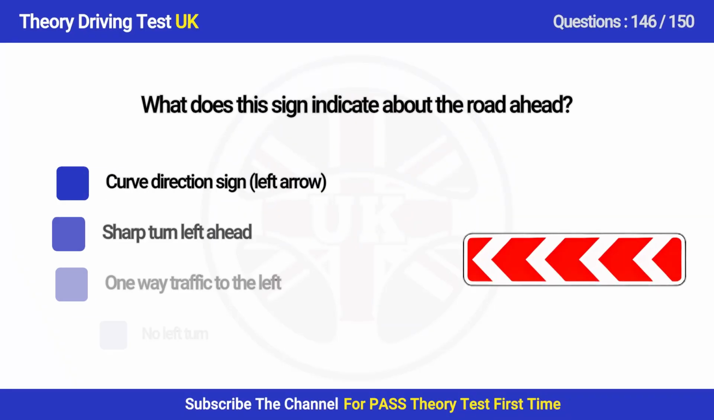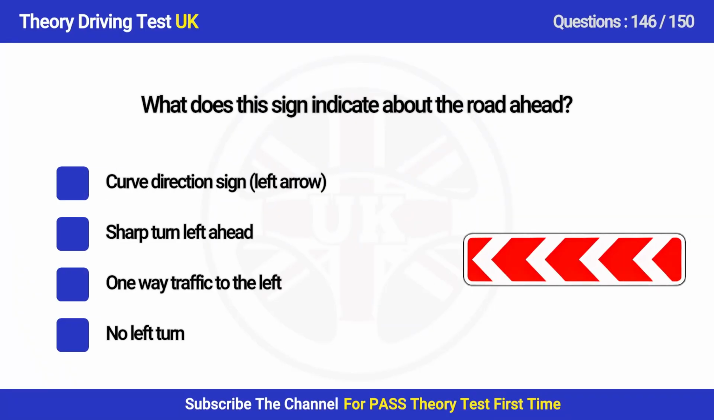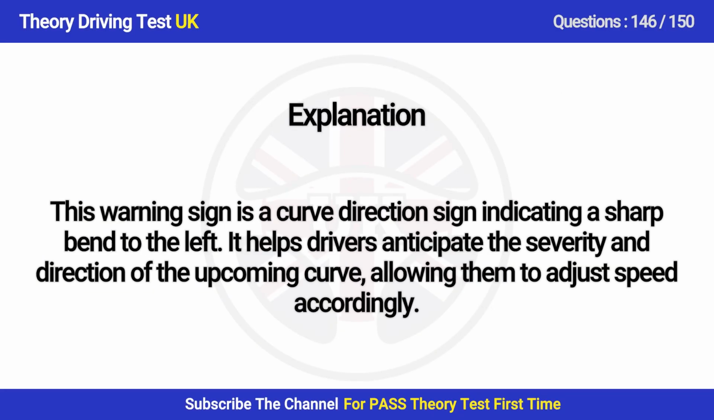Question 146. What does this sign indicate about the road ahead? A. Curve direction sign left arrow. B. Sharp turn left ahead. C. One-way traffic to the left. D. No left turn. Answer is A. Curve direction sign left arrow. This warning sign is a curve direction sign, indicating a sharp bend to the left. It helps drivers anticipate the severity and direction of the upcoming curve, allowing them to adjust speed accordingly.